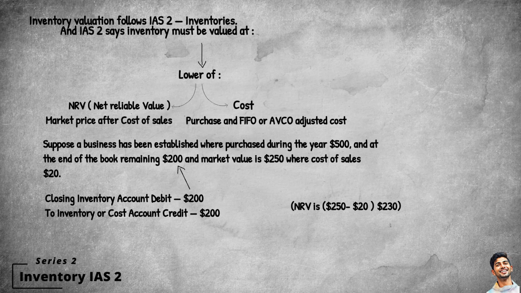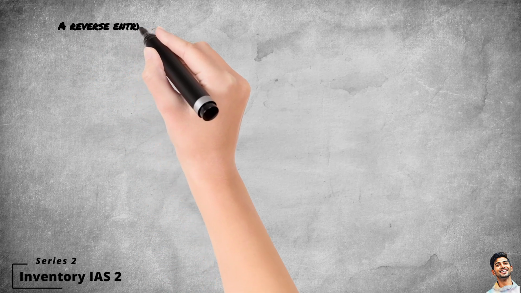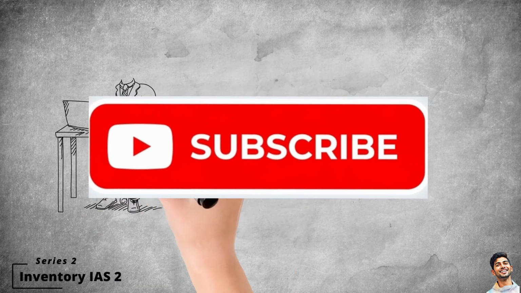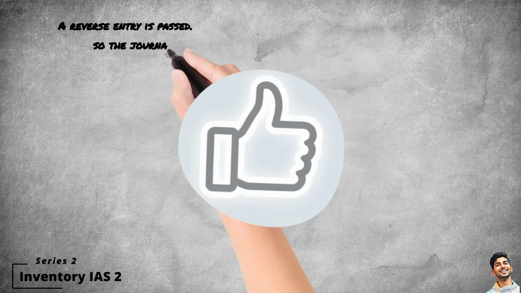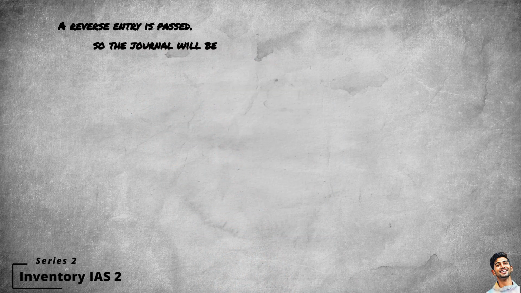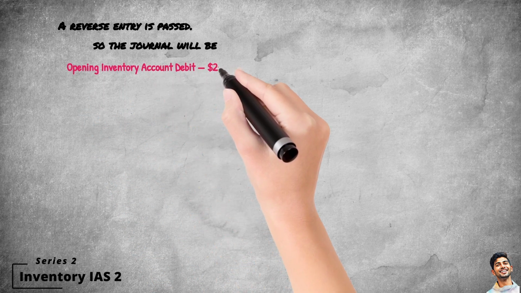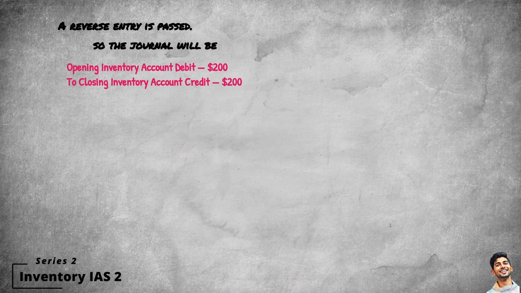Then in the next year, a reverse entry is passed. The question is why? Because the inventory becomes part of operations again. So the opening entry would be: opening inventory account debit $200, to closing inventory account credit $200. This simply brings forward the balance from the previous year.